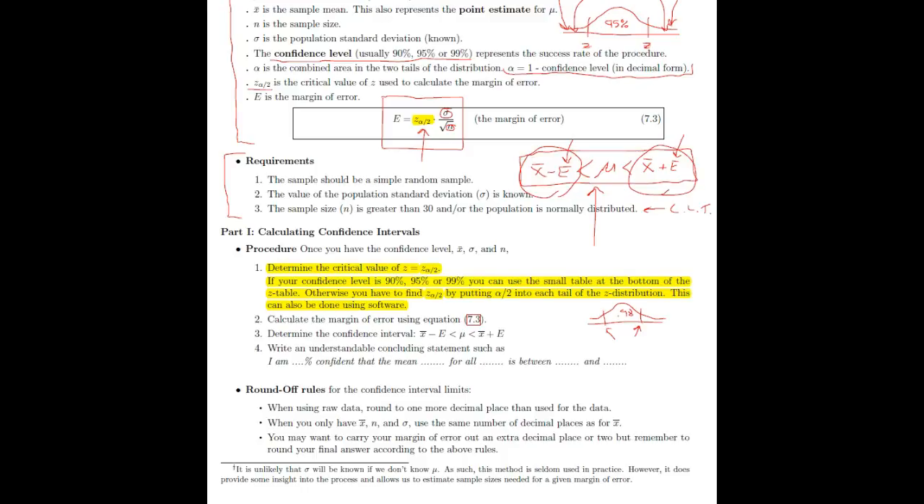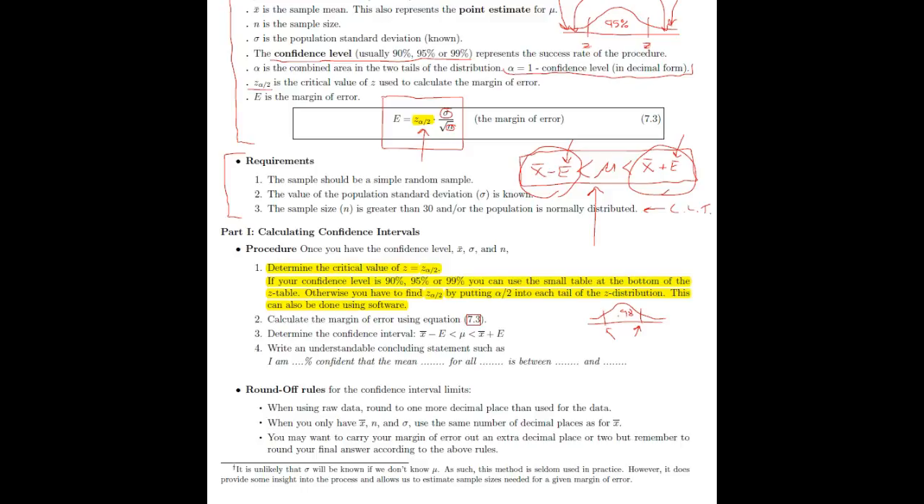Okay, here are some round-off rules listed here by the author. When using raw data, the author suggests you round to one more decimal place than is found in the raw data. That's very similar to the rule we've been using most of the semester, so that's a very good rule to use. When you are given x bar, n, and sigma, the recommended rule is to use the same number of decimal places as for x bar. I think that's a good rule as well, because x bar was probably rounded using the rounding rule from our first bullet point, so you can just stay consistent with that number of decimal places.